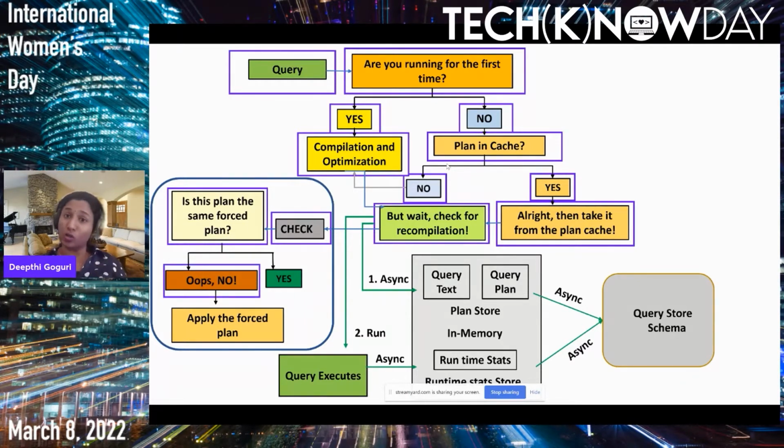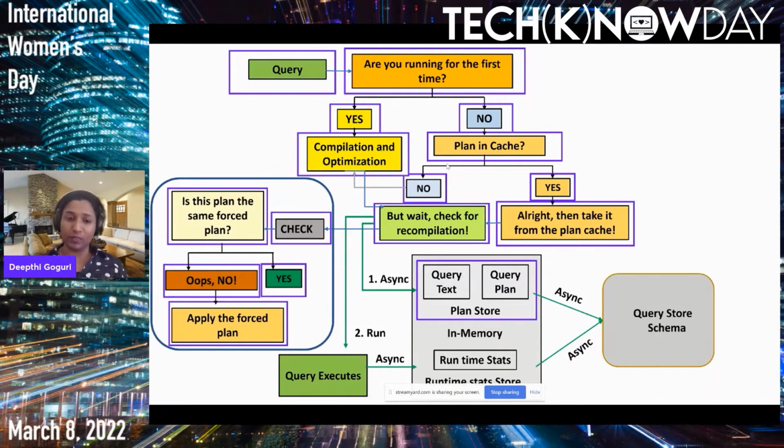If it is not the same, then it will go ahead and apply the forced plan. But if it is similar to the plan that we forced, then it will move forward. So the next thing that happens, even before execution, is that the query text and the query plan for that particular query will be saved in the memory. There is a store in the memory. When you enable the query store, there are certain stores where your query text and query plan will be saved. That store is known as the plan store, and it is saved in the memory asynchronously.